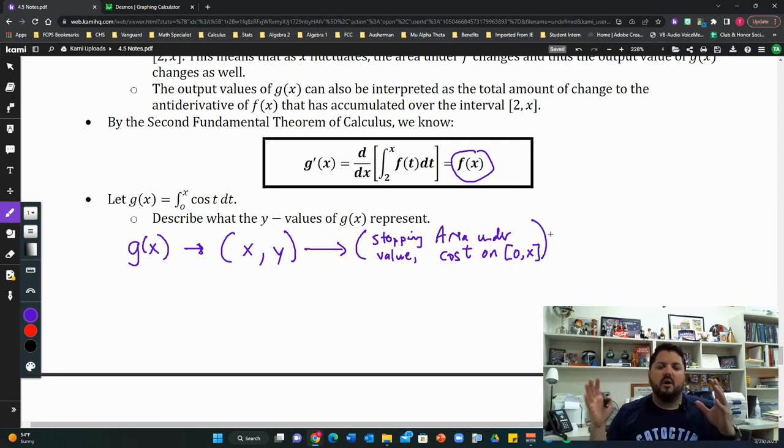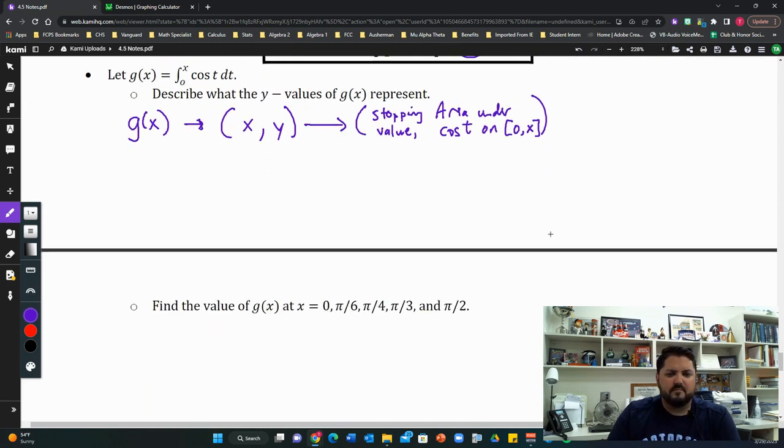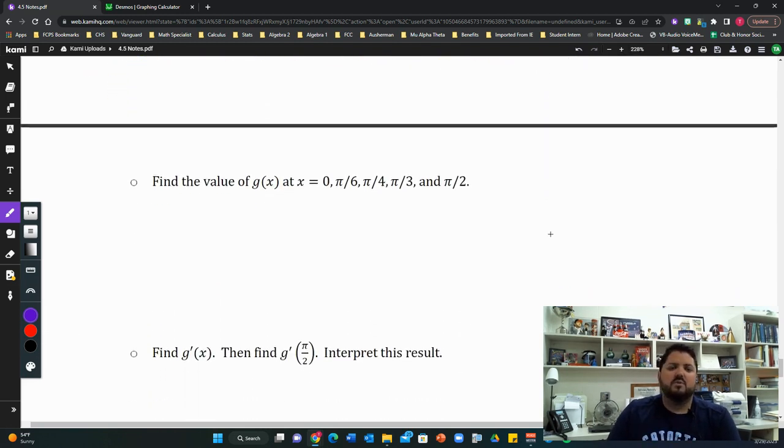So that is what our output values represent in this case, okay? So I first pick my input, my x value. When I have that chosen, then that becomes the end of the interval, and I have to evaluate all of the area from 0 to the end of that interval, and that is the y value for g of x. Now what we want to do is try and find the value of g of x at all these different values of x.